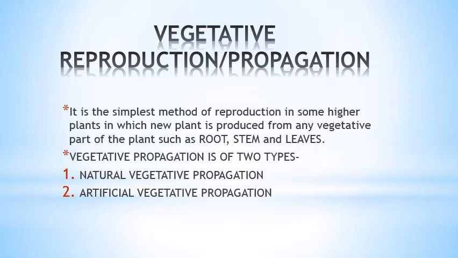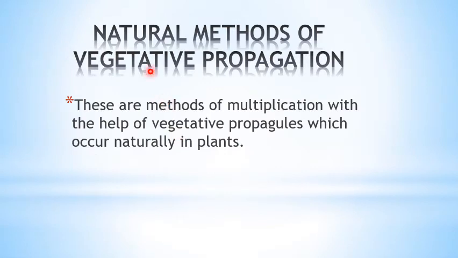But in some cases we grow plants from the vegetative part, with the help of stems or leaves we get new plants, with our own practice, with man-made practice. That is what is called artificial vegetative propagation. First we will discuss natural methods of vegetative propagation. These are the methods of multiplication with the help of vegetative propagules. Propagules means roots, stems or leaves, which occur naturally in the plants.